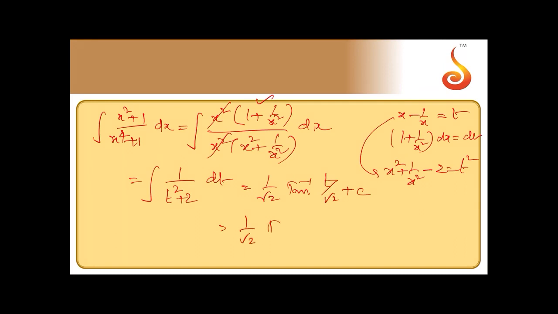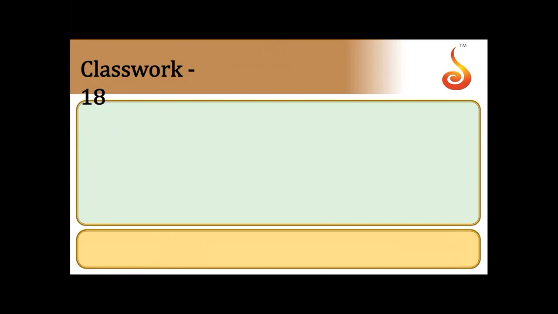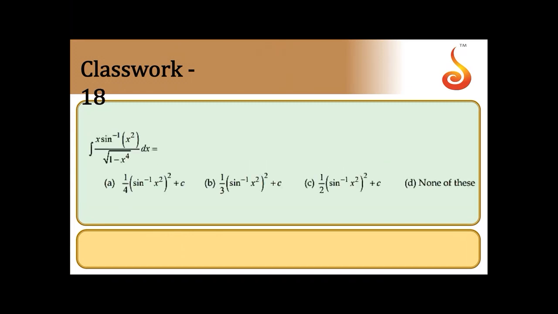So 1/√2 tan⁻¹ of t, where t is nothing but x − 1/x. So (x² − 1)/(√2 x) plus constant. So the answer is 1/√2 tan⁻¹((x² − 1)/(√2 x)). So the answer is D.